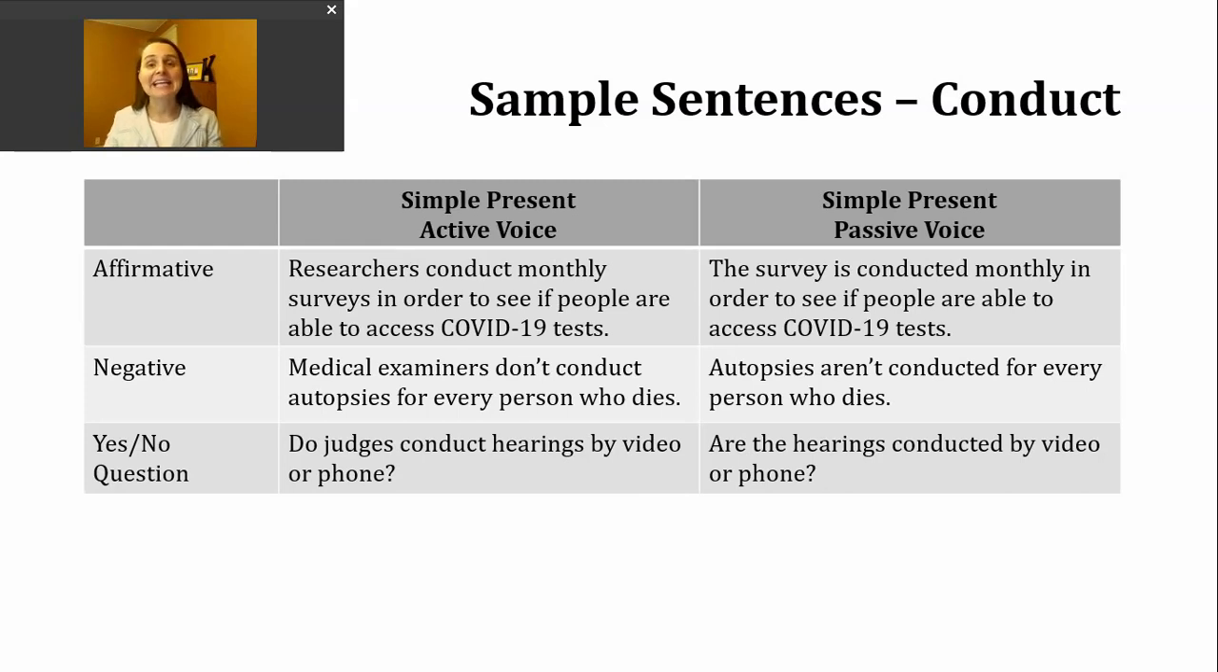If I want to make a yes or no question in the passive voice, I'm going to start with the present form of be. Then we'll have that object, the thing that's receiving our action, followed by the participle. Here's the last example. Are the hearings conducted by video or phone? Right? And again, the general idea is like, of course, we know who's in charge of that. It's a judge, because we're talking about court hearings.